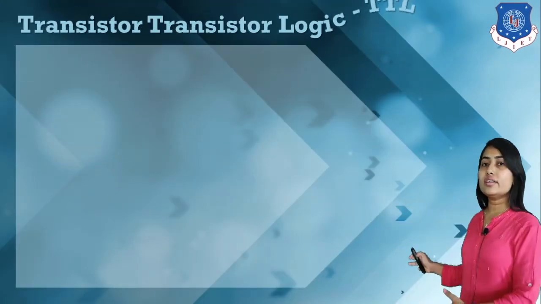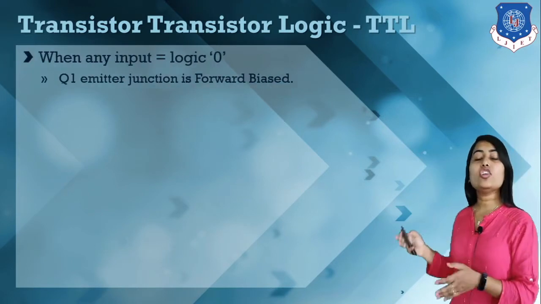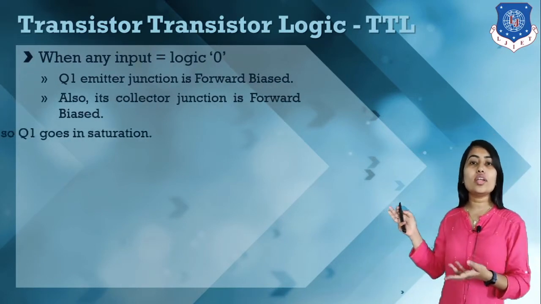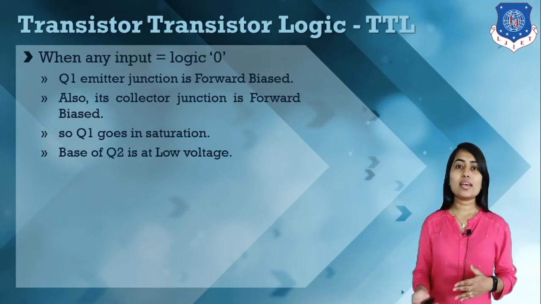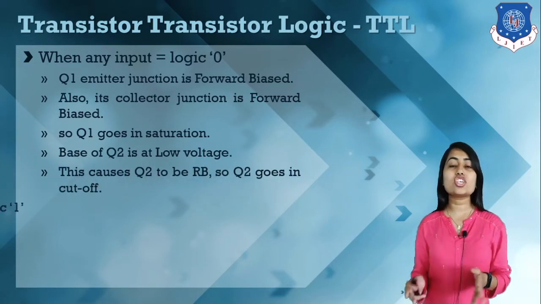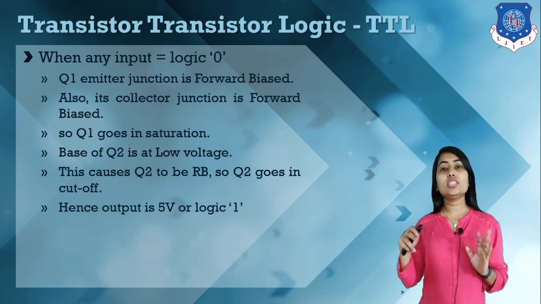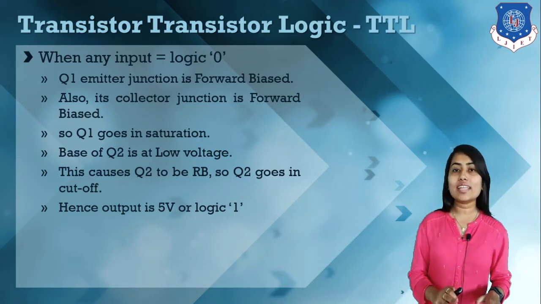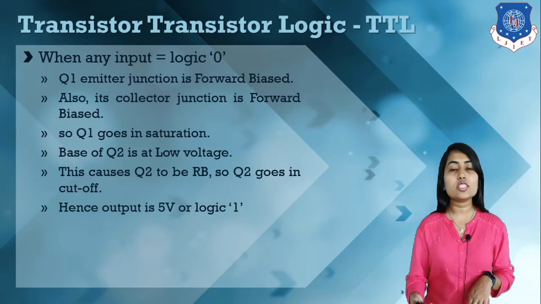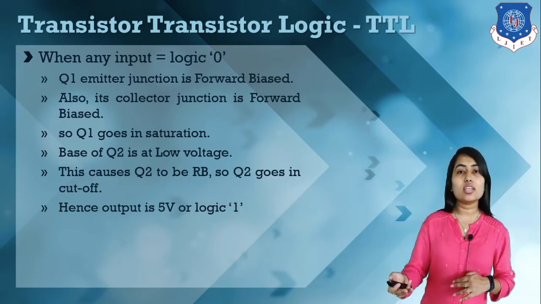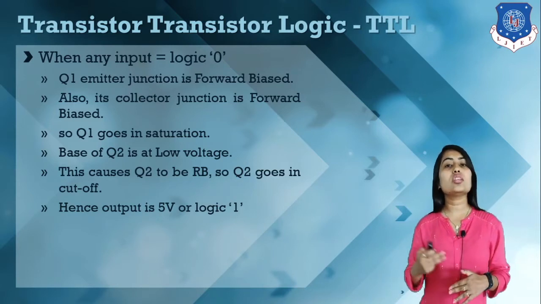Here the procedure is written: when any of the inputs is 0, Q1 goes into forward bias, so Q1 goes into saturation. When Q1 is in saturation, the base of Q2 is at a low voltage, so Q2 goes into reverse bias, and when Q2 is in reverse bias, Q2 goes into cutoff mode.